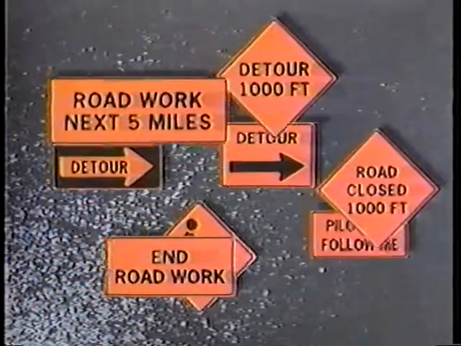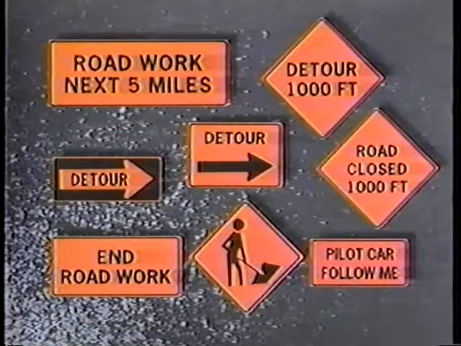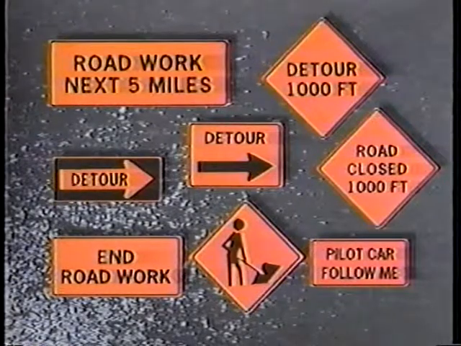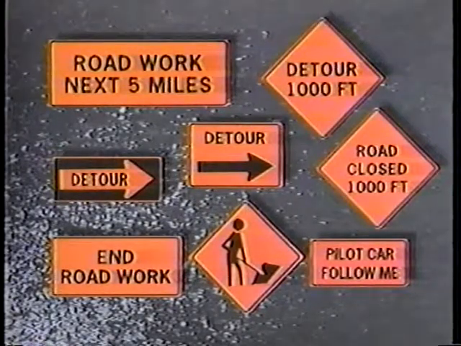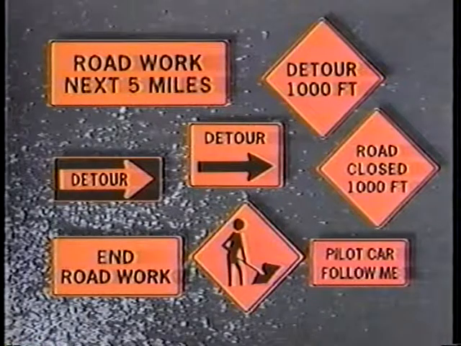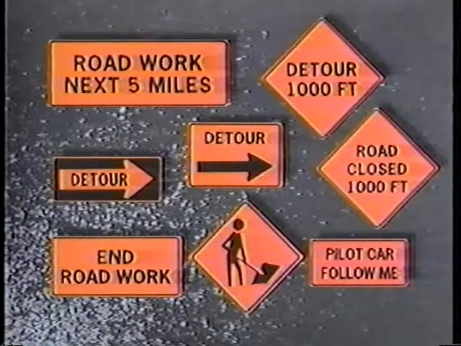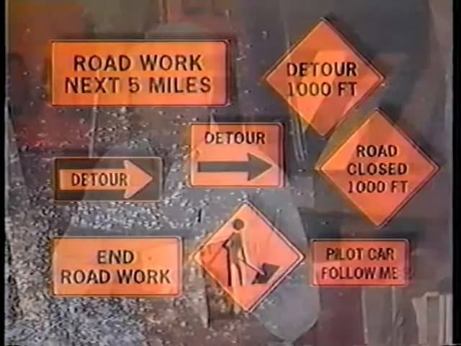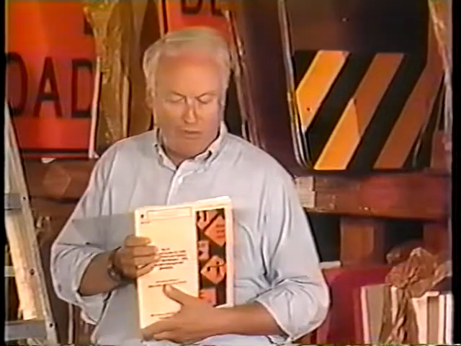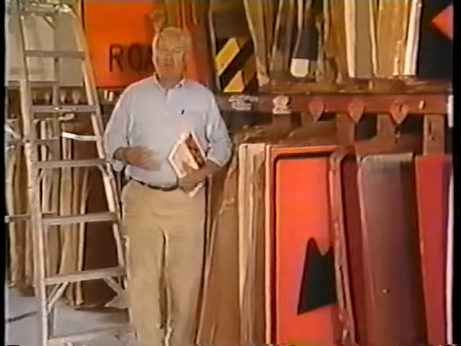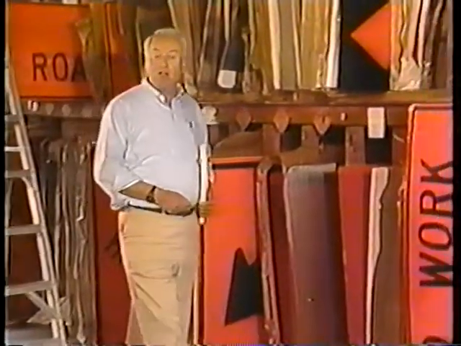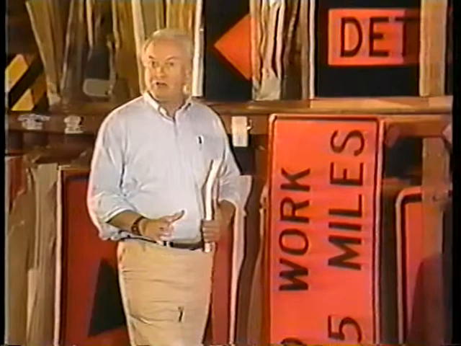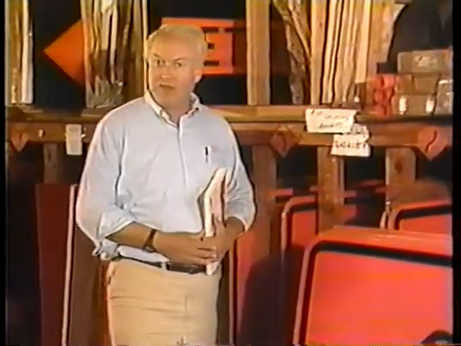Special information signs relating to the work being done also have a black message on an orange background. Some examples are road work next 5 miles, end road work, detour, pilot car follow me. Standard signs and messages, as shown in the Manual on Uniform Traffic Control Devices, should always be used. Drivers are familiar with those signs and they know how to react, but non-standard sign messages could be confusing.